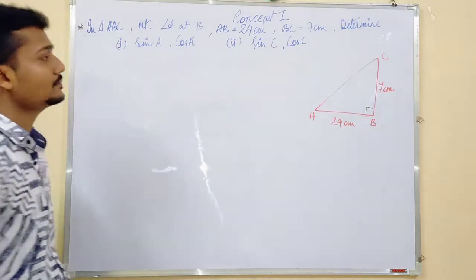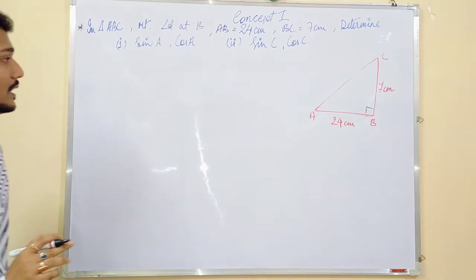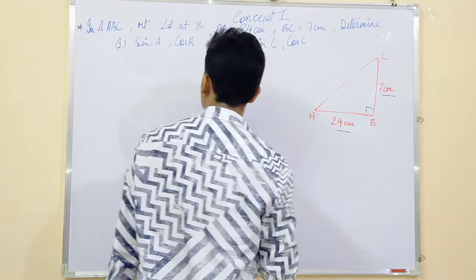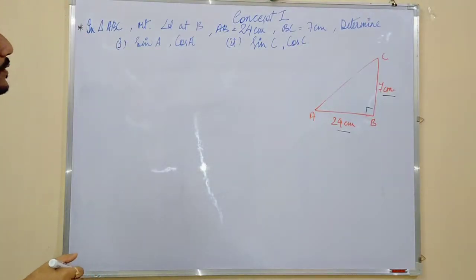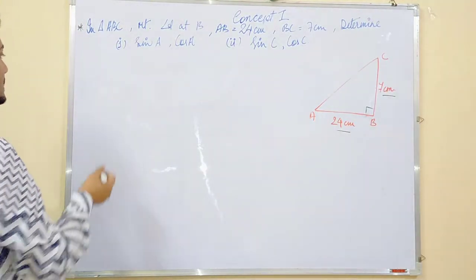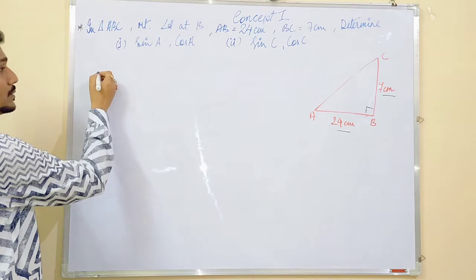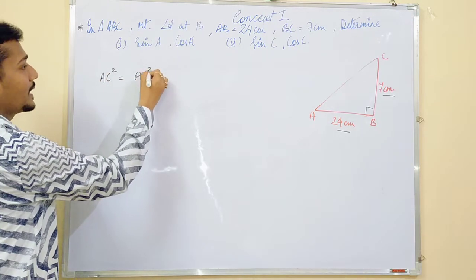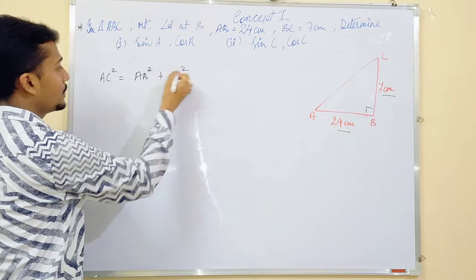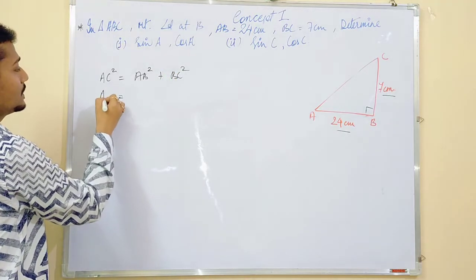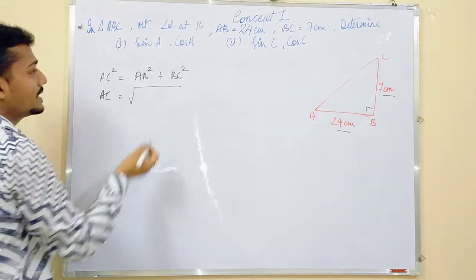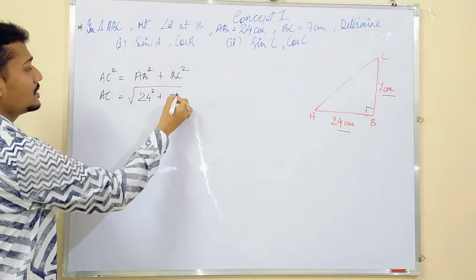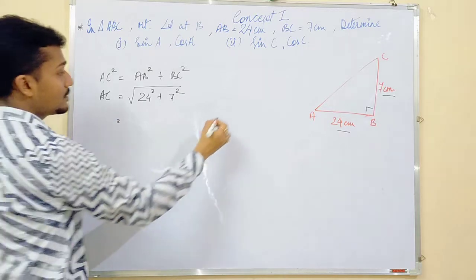Now just see one thing. In this particular question, this is given, but the hypotenuse is not given. Now how to find out the hypotenuse? That is quite easy for you so far. AC square is equal to AB square plus BC square. So AC is equal to root over AB square, that means 24 square plus BC, 7 square. So 24 square is equal to how much?